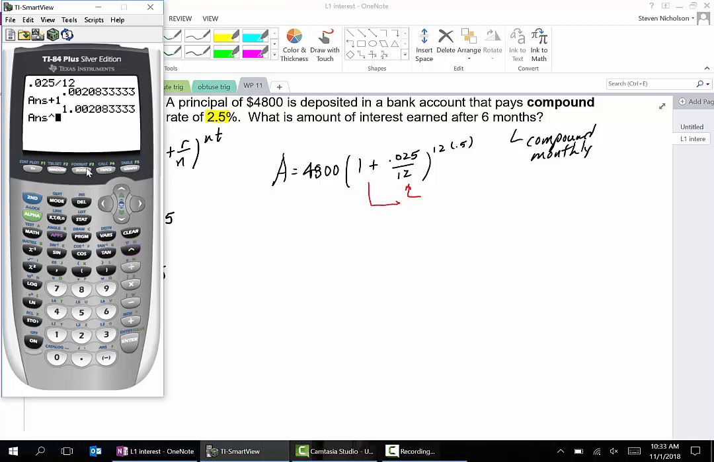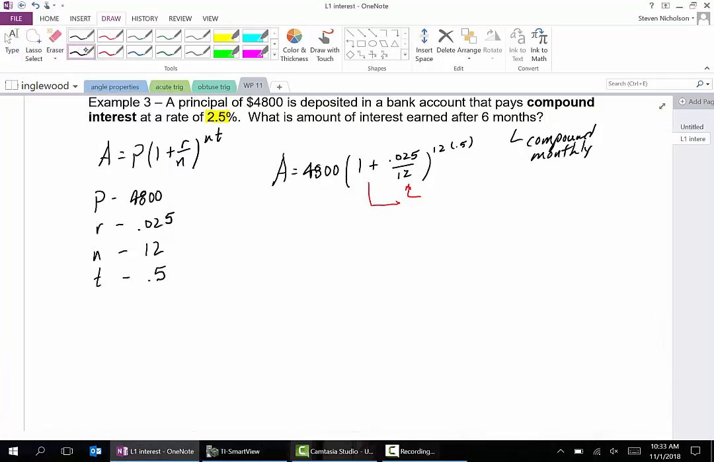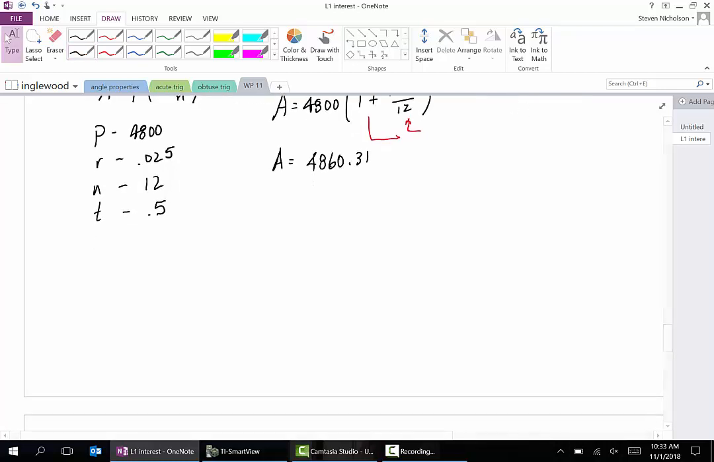So we're going to push the exponent button right here. And 12 times 0.5 is 6, and we're going to see that that equals, and then finally we're going to multiply that by the 4,800. And we end up with $4,860.31. Now remember, that is the amount of money we have at the very end.